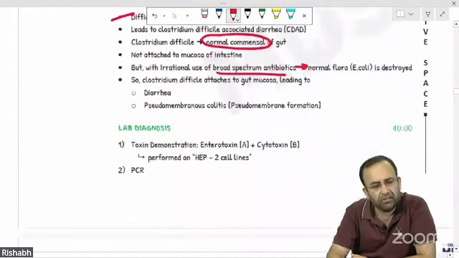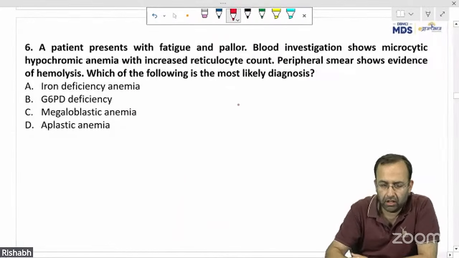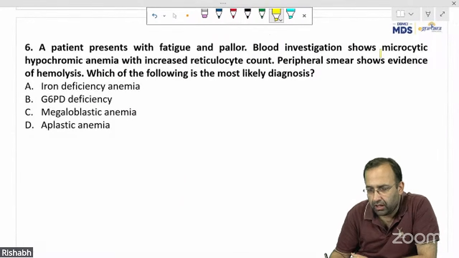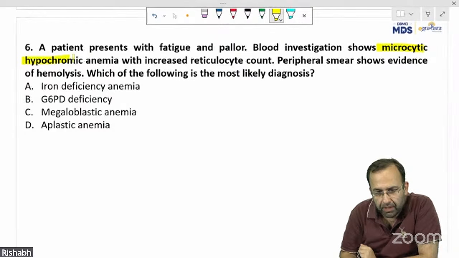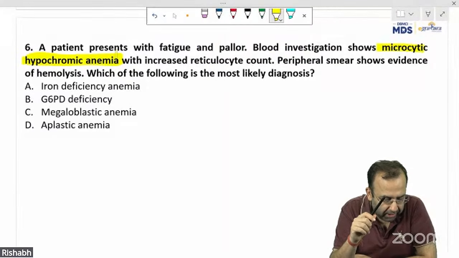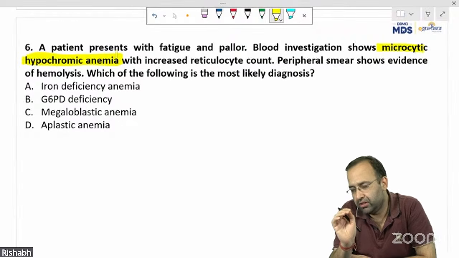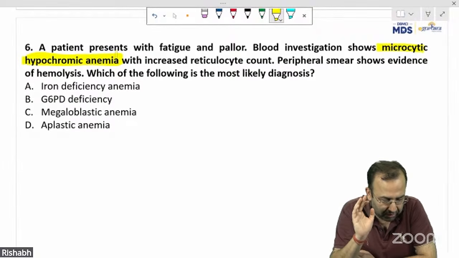Next, okay? These anemia questions we will look at a bit. A patient with fatigue and pallor, blood investigation shows microcytic hypochromic anemia. No, the one with delayed wound healing with spots is classical scurvy, classical scurvy.